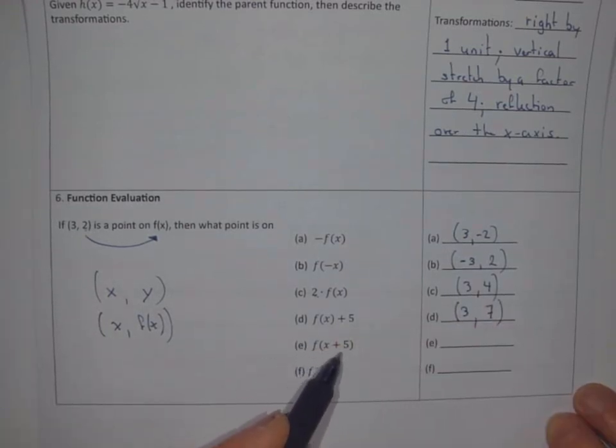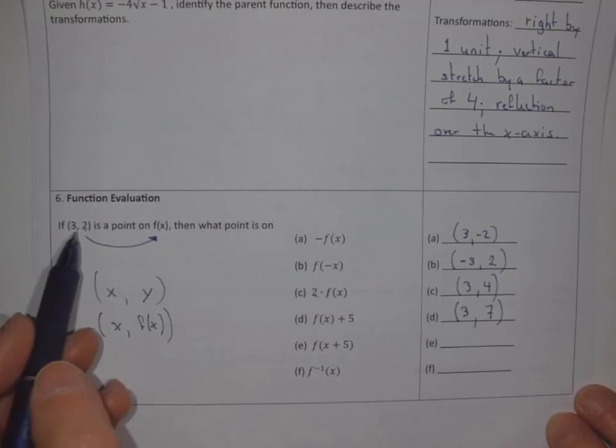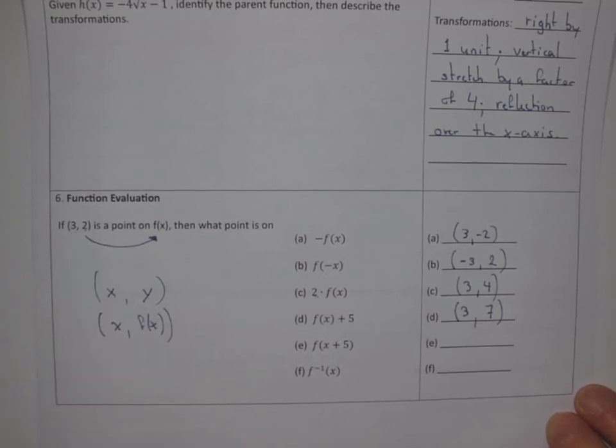E says we are going to add 5 to the x value. So we're really going to move the graph to the left by 5. And I am at 3, and if I move to the left by 5, I would actually end up at -2.